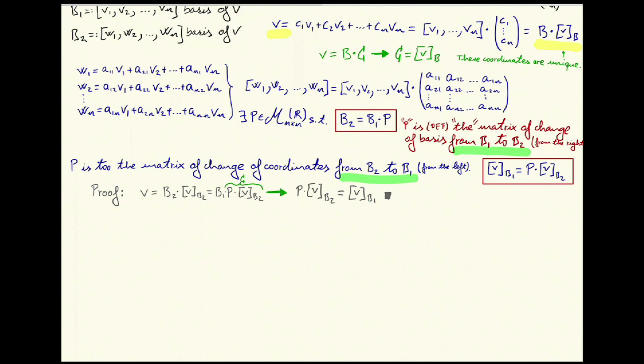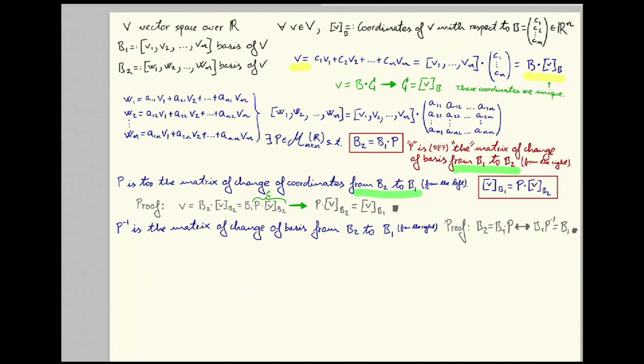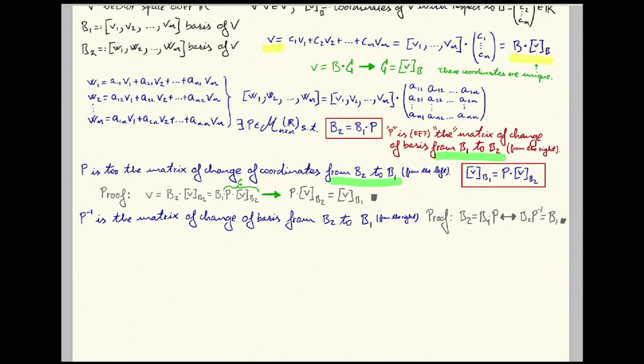In a similar way, we can work with the inverse of P, and we can say about the inverse of P that it is the matrix of change of basis from B2 to B1. Well, this is kind of obvious. It's so easy to prove this.